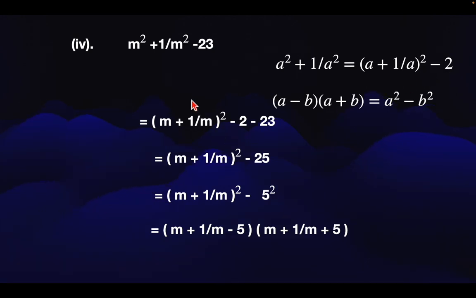So write it down in place of m square plus 1 upon m square, minus 2 minus 23. Minus 2 minus 23 is minus 25. 25 is 5 square. Again, now this is in the form of a square minus b square. So that means what? m plus 1 upon m minus 5 into m plus 1 upon m plus 5. This is the answer. These are the two factors of this polynomial.